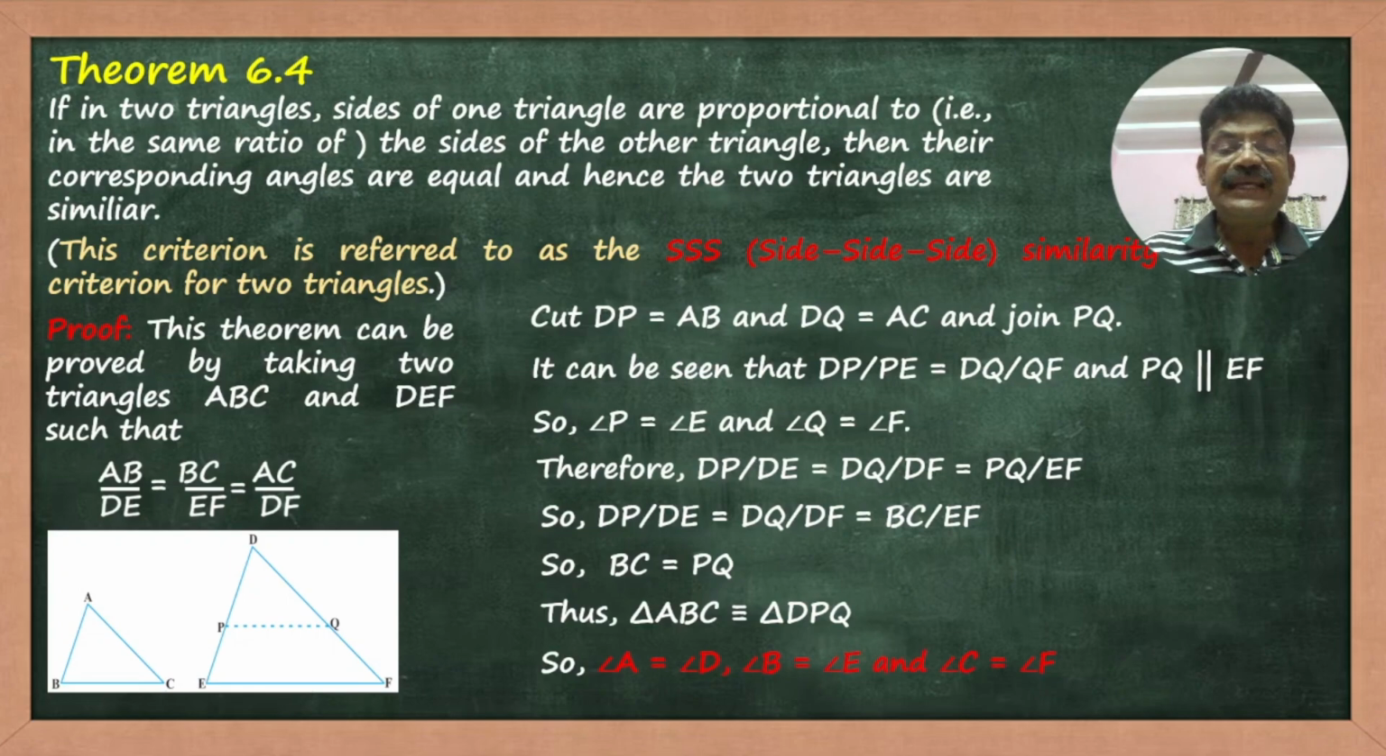So, angle A is equal to angle D, angle B is equal to angle E, and angle C is equal to angle F. So, for two triangles, if the corresponding sides are in proportion, then immediately you can say those two triangles are similar. We need not bother about the angles.